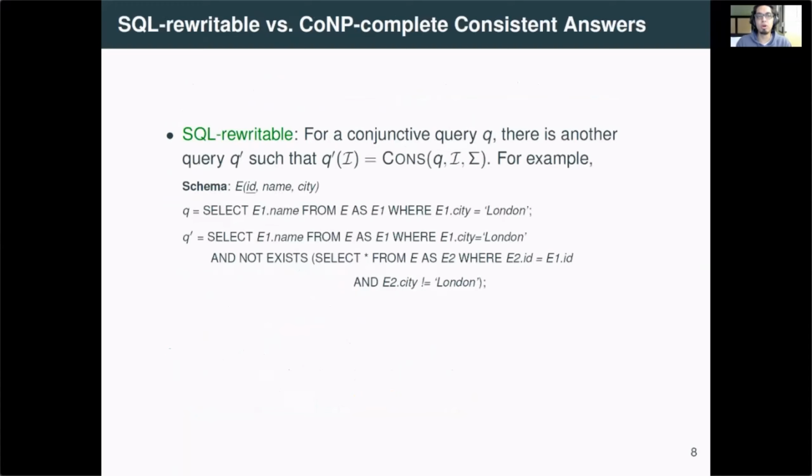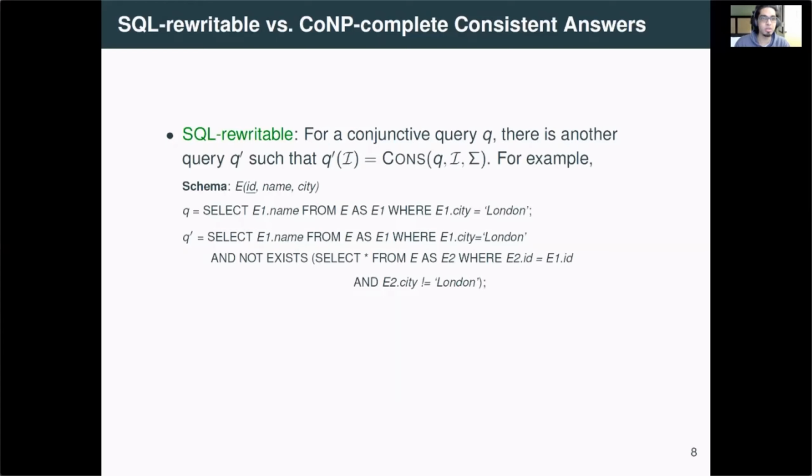Let me say a little bit more about SQL rewritability and co-NP completeness. So as I said, for a conjunctive query Q, SQL rewritability means that you can come up with another query Q prime such that evaluating Q prime on the inconsistent database will directly give you the consistent answers to the original query. So for example, let's say you have a table employees or E with three attributes, and your query is you want to find out the names of employees that belong to City London.